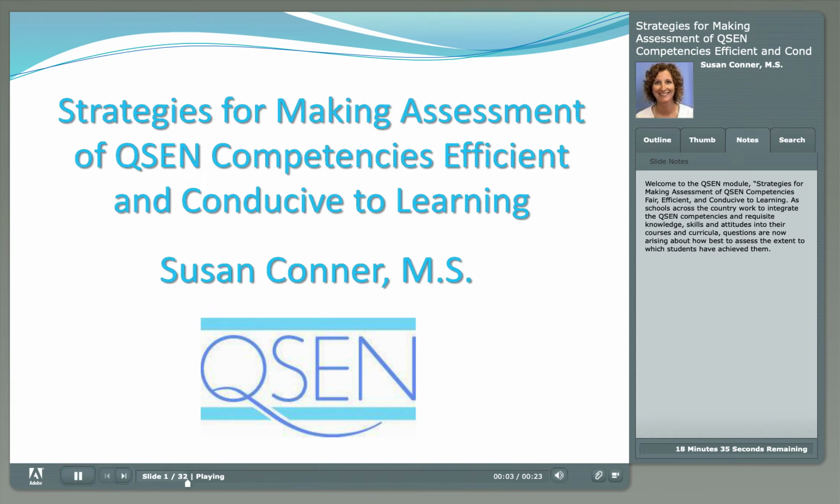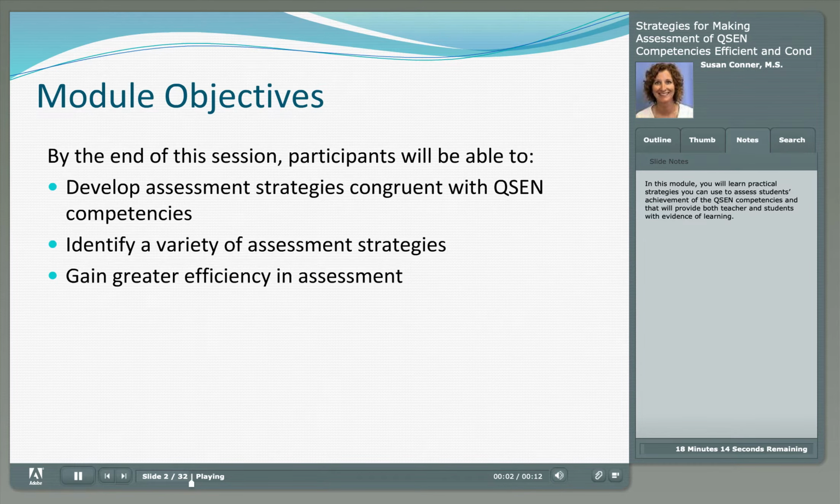Welcome to the QSEN module, Strategies for Making Assessment of QSEN Competencies Efficient and Conducive to Learning. As schools across the country work to integrate the QSEN competencies and requisite knowledge, skills, and attitudes into their courses and curricula, questions are now arising about how best to assess the extent to which students have achieved them. In this module, you will learn practical strategies you can use to assess students' achievement of the QSEN competencies, and that will provide both teacher and students with evidence of learning.